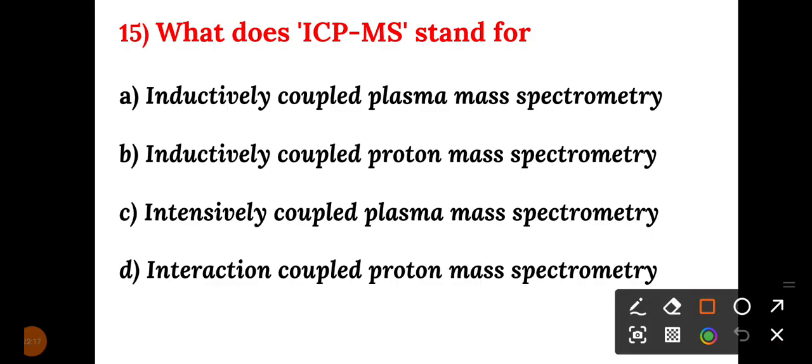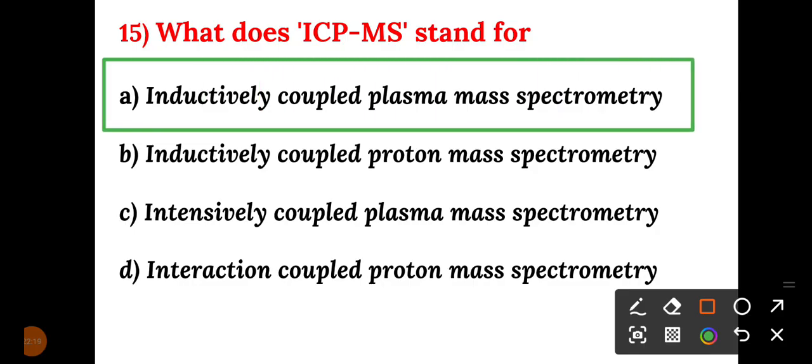Okay, so what is the correct answer here? That is our option A, right? Inductively coupled plasma mass spectrometry, right? So what is the ICP-MS? That is the inductively coupled plasma mass spectrometry. So similarly GC-MS means gas chromatography coupled with your mass spectrometry. In LC-MS, we say liquid chromatography, right? LC-MS means liquid chromatography coupled with your mass spectrometry, right? So accordingly these techniques have been developed.